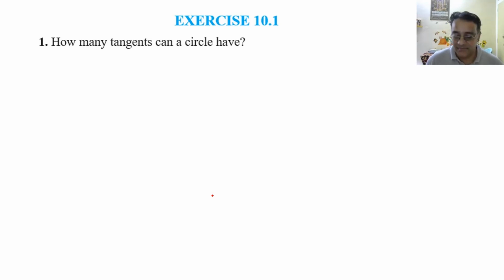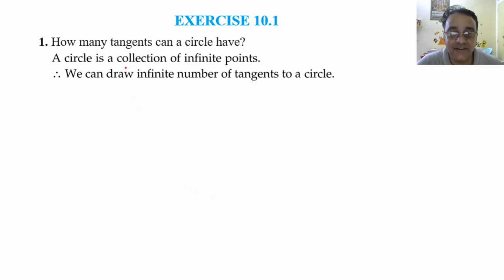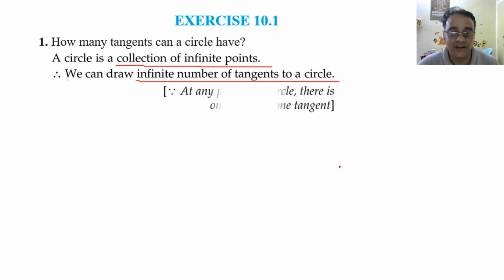Now we are moving towards exercise 10.1. First question: how many tangents can a circle have? Infinitely many. Why infinite? How many points lie on a circle? A circle is a collection of infinite points, and we can draw one tangent from one point. So infinite points means we can draw an infinite number of tangents to a circle. Clear?